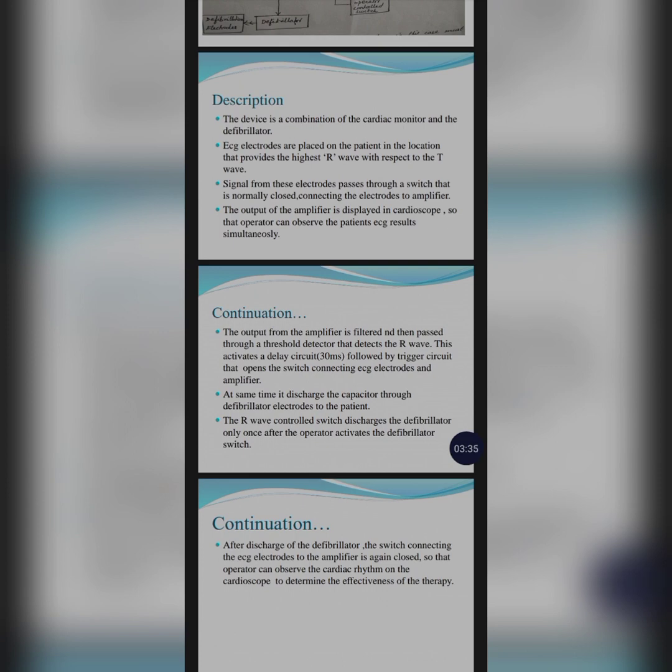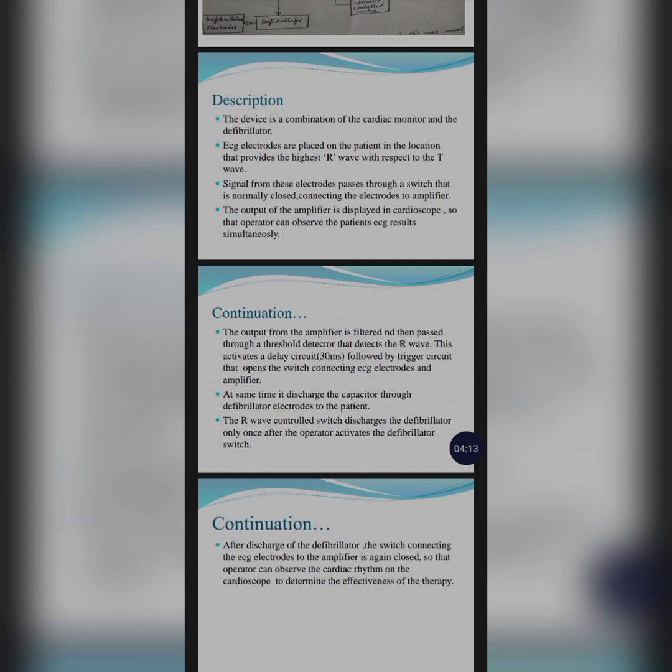ECG electrodes are placed on the patient in the location that provides the highest R wave with respect to the T wave. Signal from this electrode passes through a switch that is normally closed, connecting the electrodes to an amplifier. The output of the amplifier is displayed in the cardioscope so the operator can observe the patient ECG simultaneously. The output from the amplifier is filtered and then passed through a threshold detector that detects the R wave. This activates a delay circuit followed by a trigger circuit that opens the switch connecting ECG electrodes and the amplifier. At the same time, it discharges the capacitor through defibrillator electrodes to the patient.